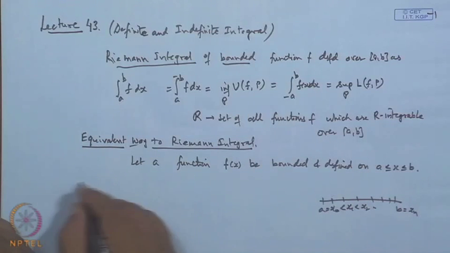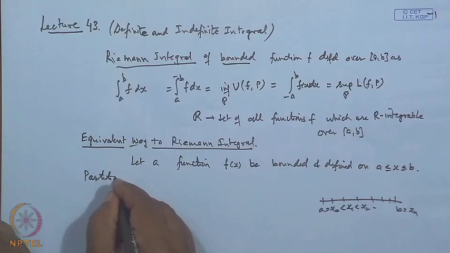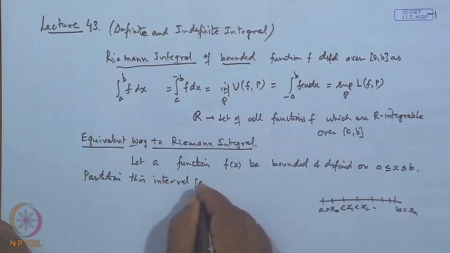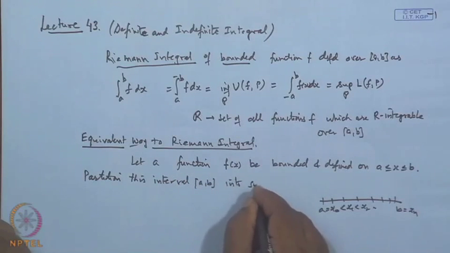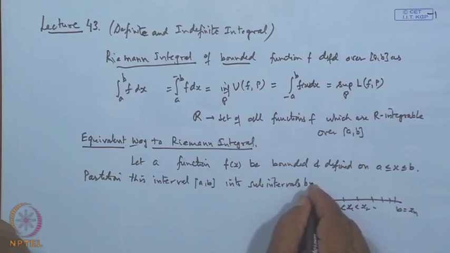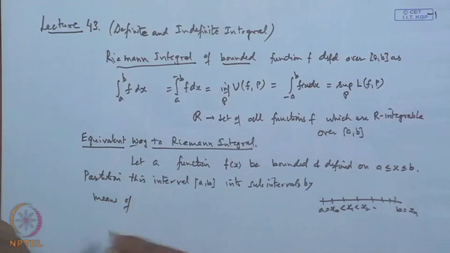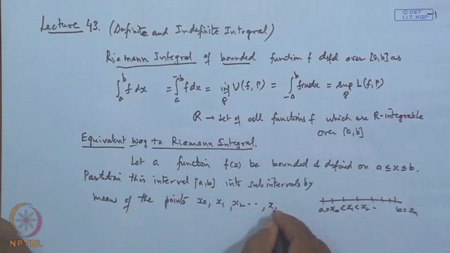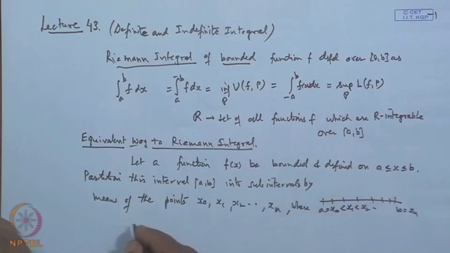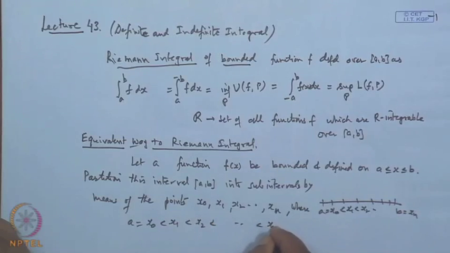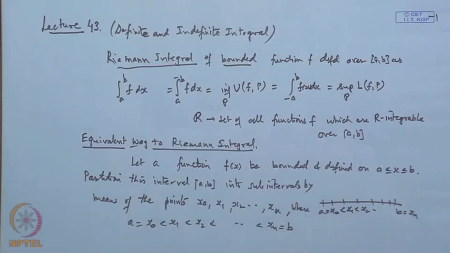So, partition this interval [a, b] into subintervals by means of the points x0, x1, x2, ..., xn, where a is x0, less than x1, less than x2, and less than xn, say b. Okay, so we are getting this partition.